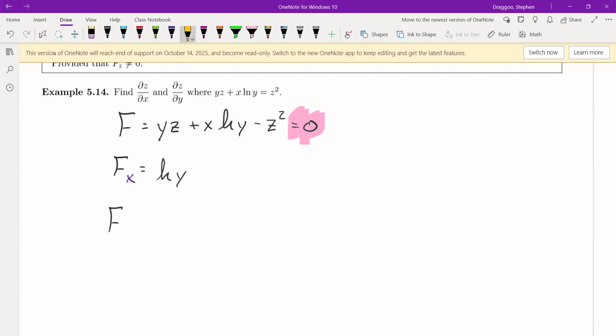I also need a y partial, which looks like it's going to be z plus x over y. The derivative of natural log of y would be 1 over y. Hold the x constant. It's just a y partial. That's what I get. And then I want a z partial for my last term. It looks like it's y minus 2z.